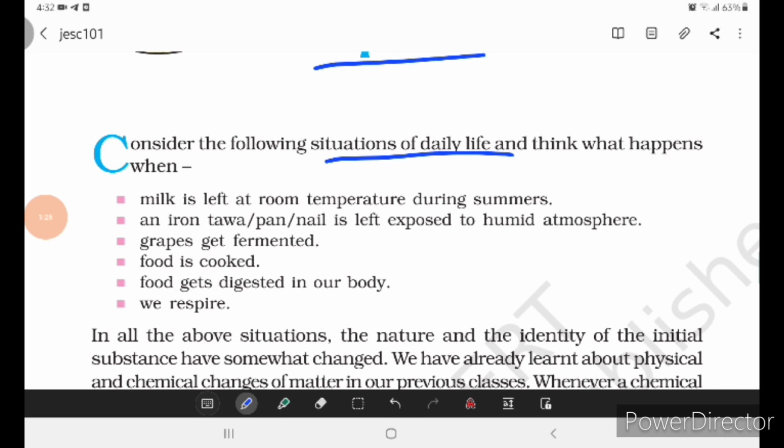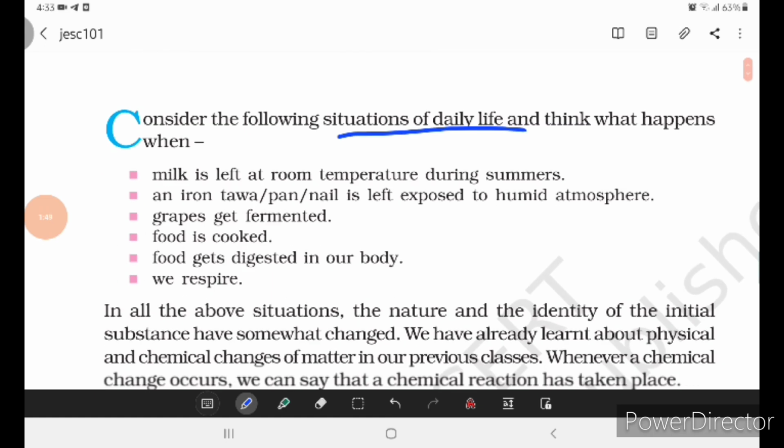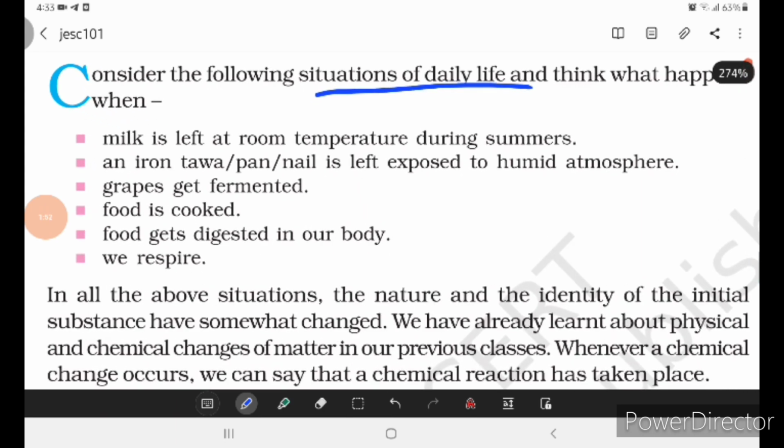An iron tawa, pan or nail is left exposed to a humid atmosphere. This situation is very familiar to all of us: when you observe something made of iron kept out in the atmosphere, after a few years we can find rust formed, right? So this is a familiar example for all of us. And grapes get fermented. What you observe when grapes get fermented is that they become too sour, and we are not capable of handling that much sourness, right?